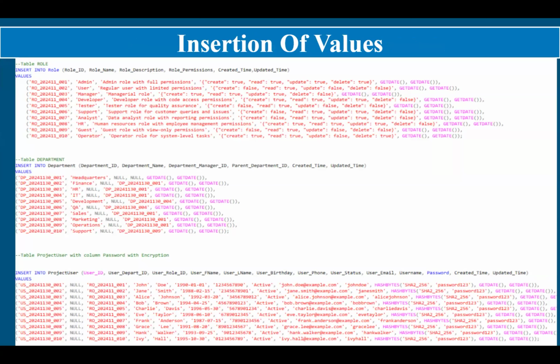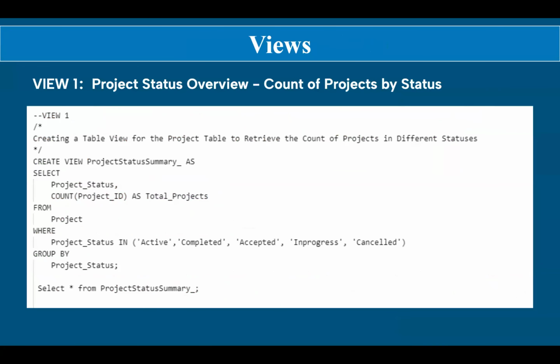Considering the table structure, multiple values have been added into the entities. Specifically, the password attribute in the project user entity is encrypted using the HASHBYTES function, which in turn runs on an SHA-256 algorithm. Now moving on to Mark for the views.